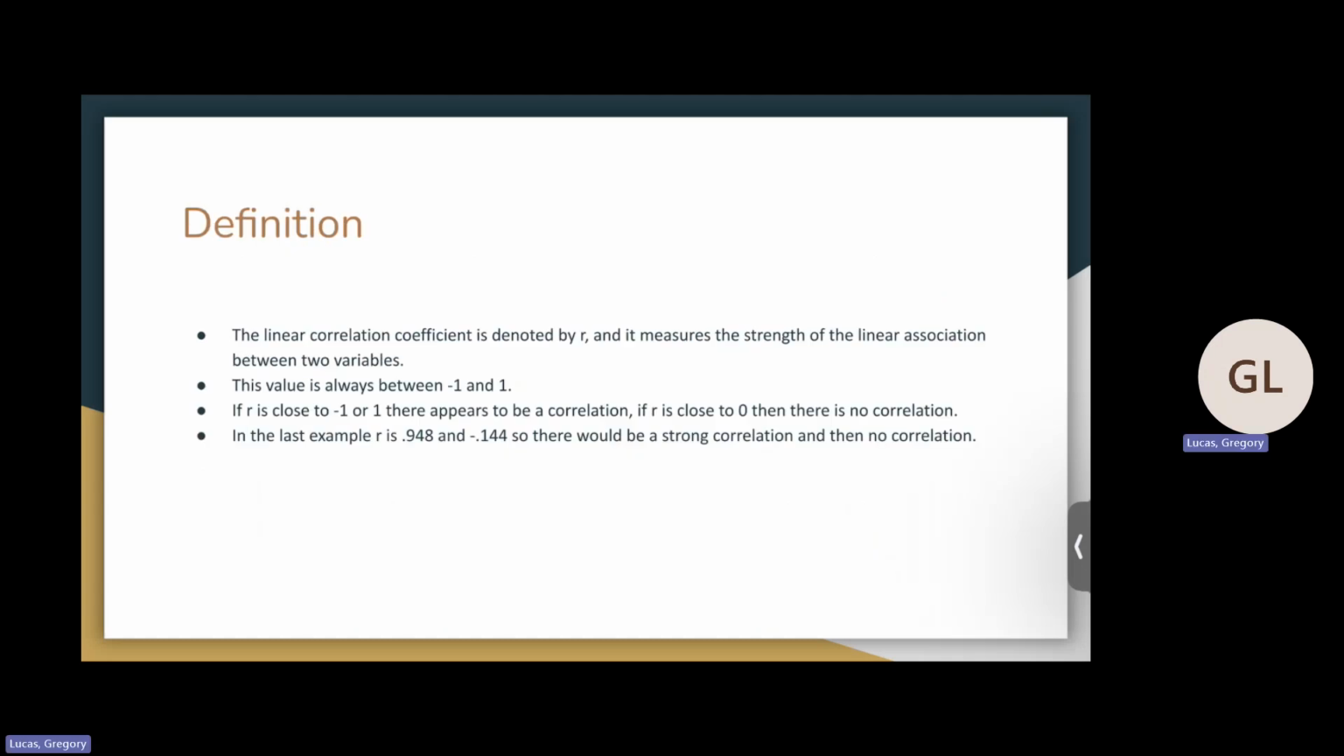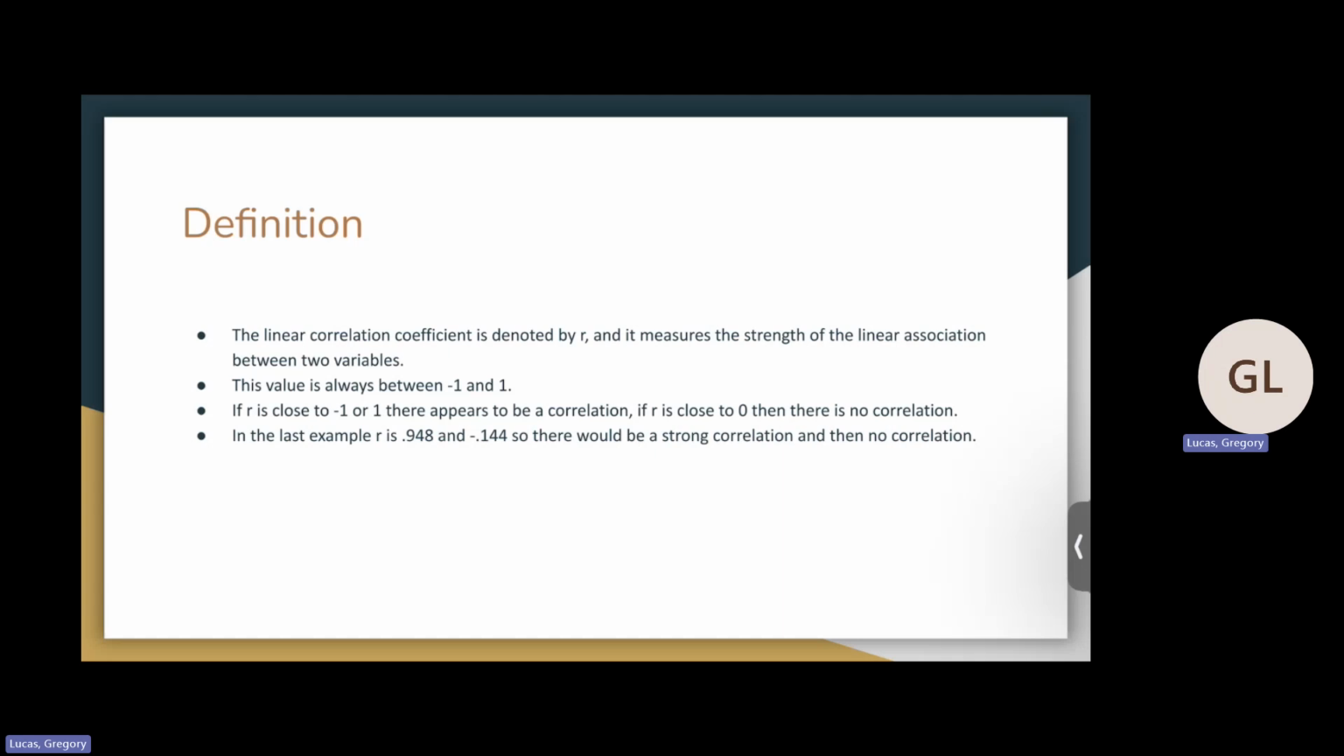So a few more definitions. We have what's called the linear correlation coefficient, which we denote by R, and it measures the strength of the linear association between variables. So this value is always between -1 and 1. If R is close to -1 or 1, it means there appears to be a correlation. If R is close to 0, then there's no correlation at all.